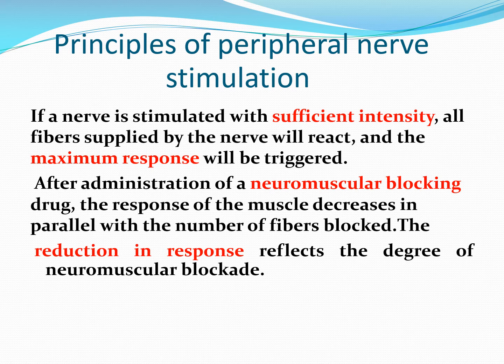The principle of peripheral nerve stimulation is, if a nerve is stimulated with a sufficient intensity, as we shall see later, what's called a supramaximal stimulus, all fibers supplied by the nerve will react, and the maximum response will be triggered. This is normal. Now, after we administer the muscle relaxant or neuromuscular blocking drug, the response of the muscle decreases in parallel with the number of fibers blocked, and the reduction in response reflects the degree of neuromuscular blockade.